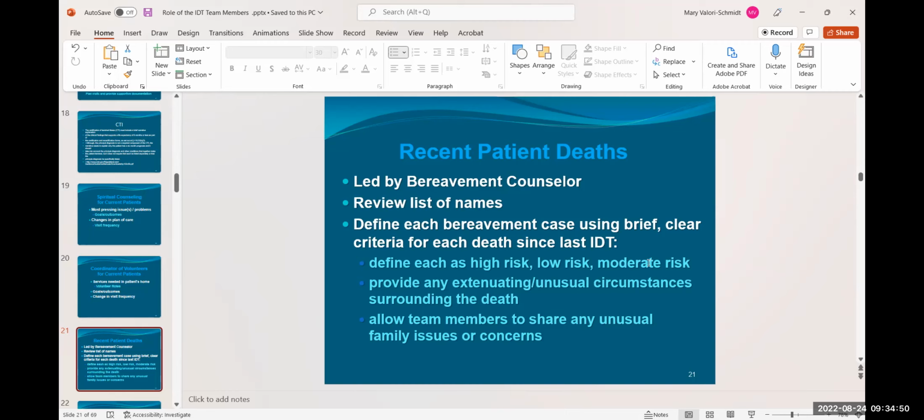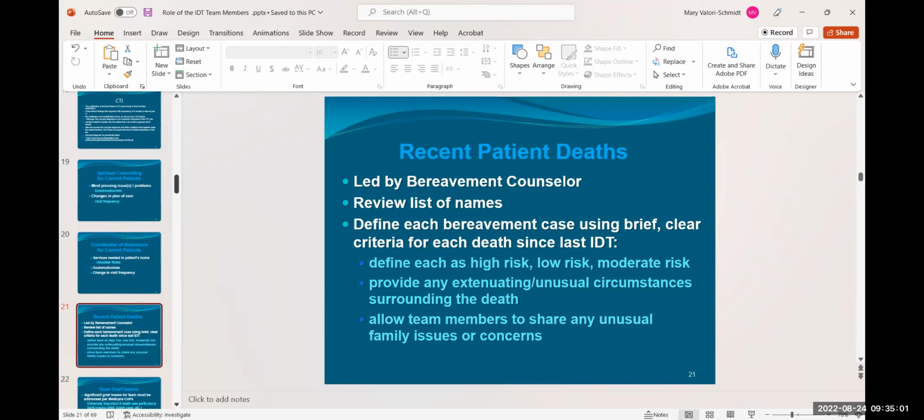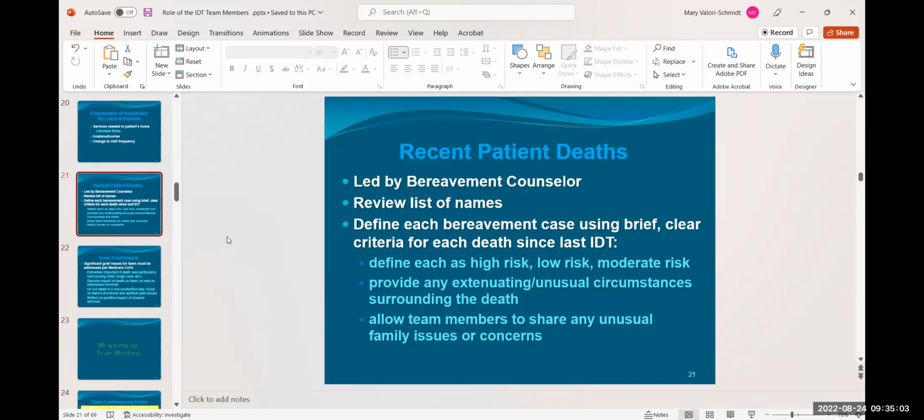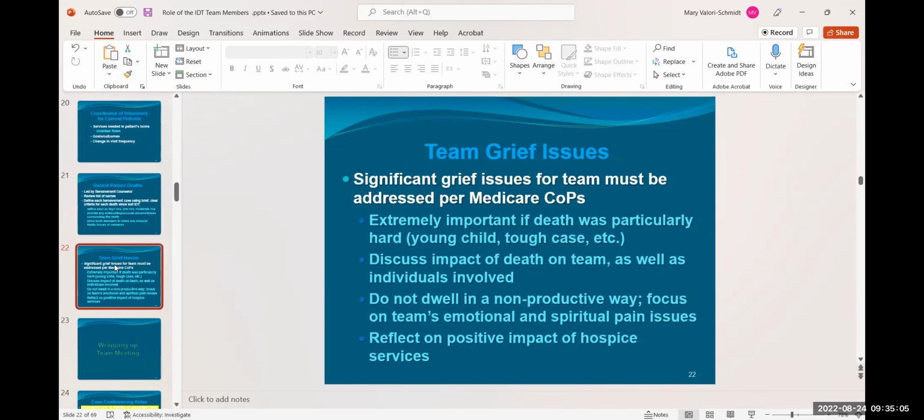But it shouldn't be a grief session. It needs to be brief. And if there are issues of grief, we can refer staff members to counseling if need be. Here we go, team grief issues. So the COPs tell us that grief issues for the team have to be addressed.